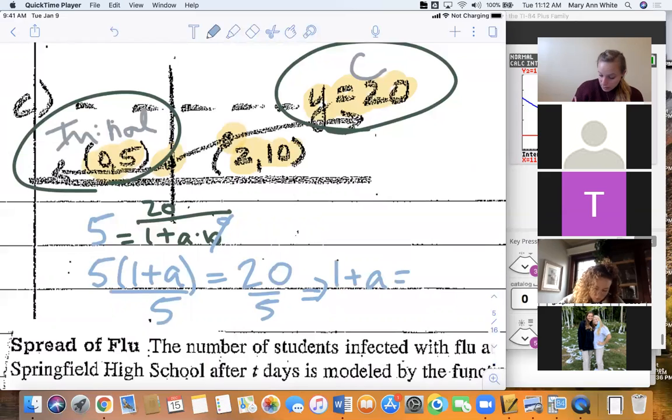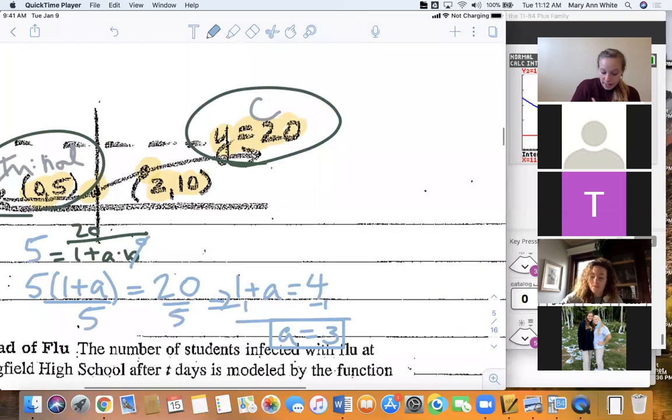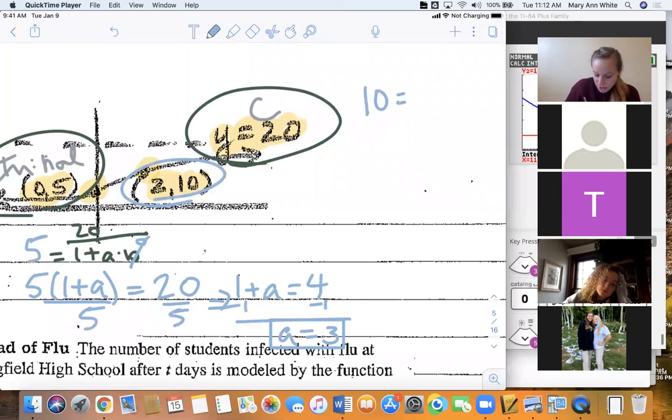1 plus A equals 4, minus 1, A equals 3. Any questions so far? Okay, that's my A. Now we're going to use the other point to find B. So you can go immediately to 10 equals 20 over 1 plus, instead of A, we're going to write 3, B, and then my exponent, my x is 2, B squared.